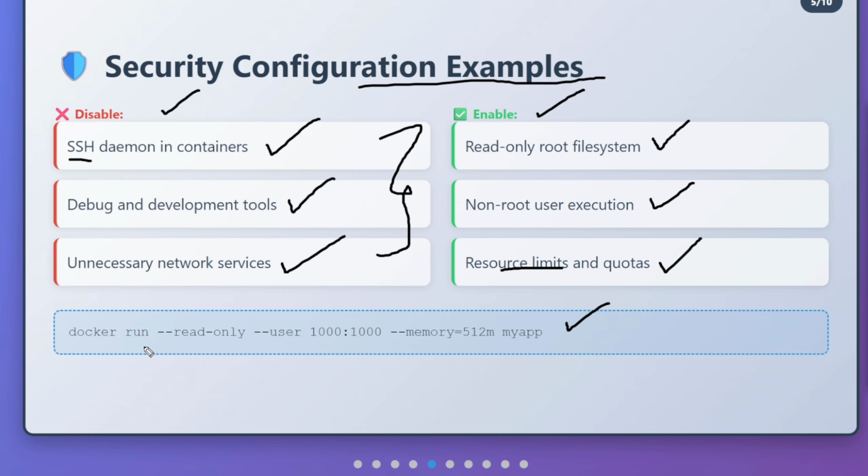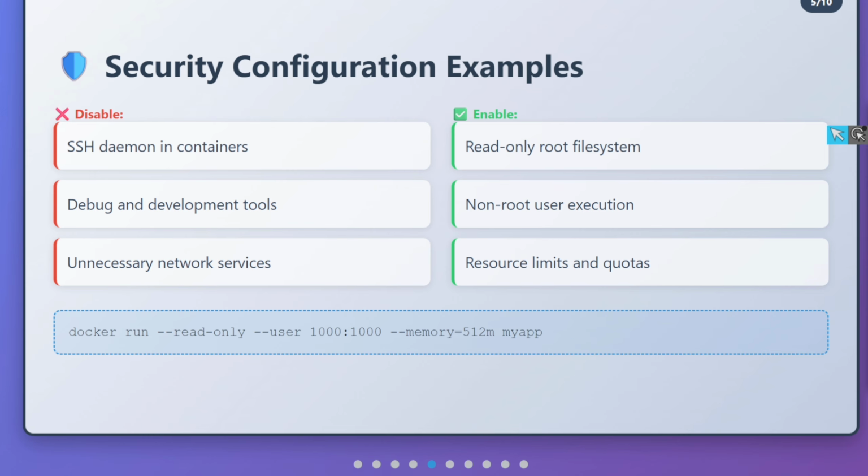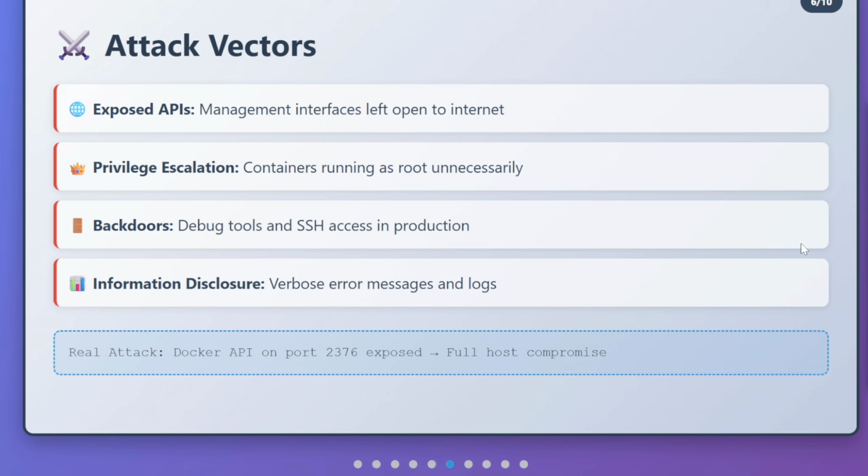So this is the command: docker run --read-only --user, and this is the user ID, and this is the group ID, and this is the memory limit which was set. So this was the best practice and security configuration example. Okay, and moving further, we are going to discuss the attack vectors for D04.